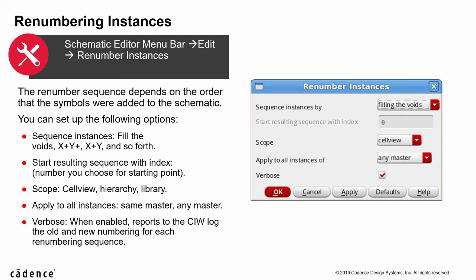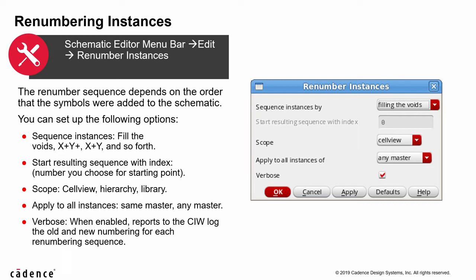You can sequence instances by filling the voids, and if you choose another format, it will enable the Start Resulting Sequence with Index field. Here you can type the number you want the renumbering to start with. You can set the scope, whether it should be for just the cell view opened, its complete hierarchy, or the entire library. You can choose any master to apply the renumbering to all the instances of the schematic. You can also choose the same master option, after which the form will expand and ask you to specify the library, cell, and view that contains the instances to be renumbered.